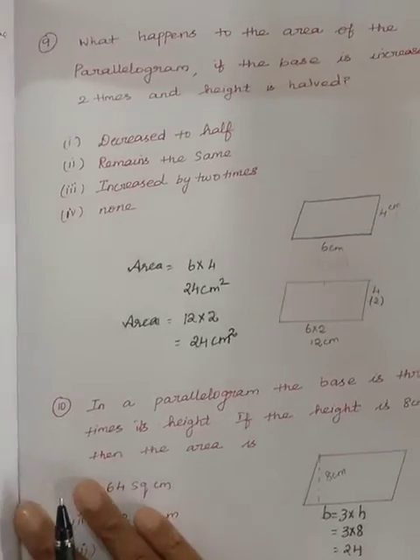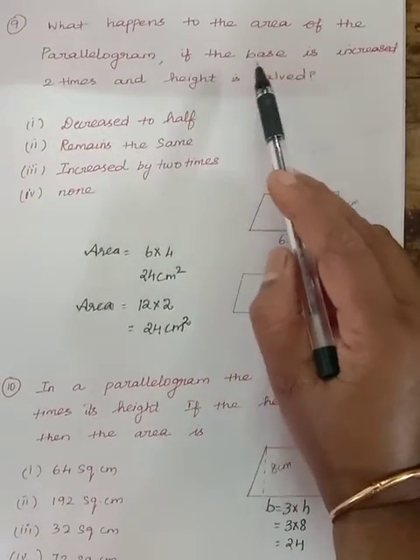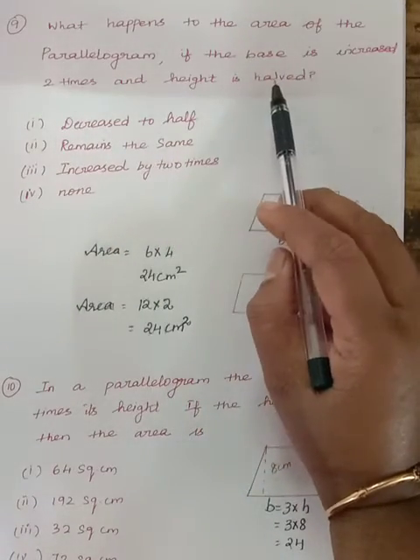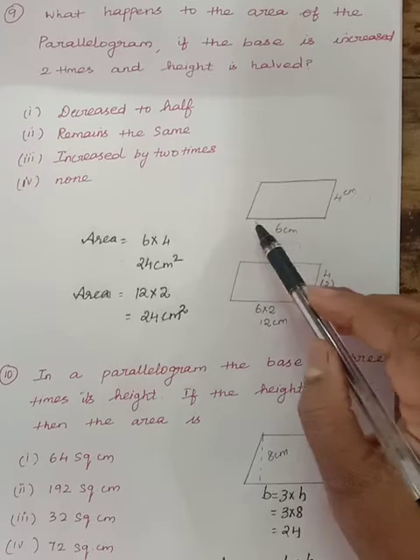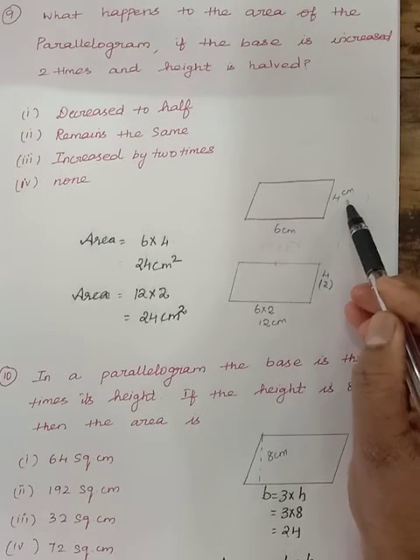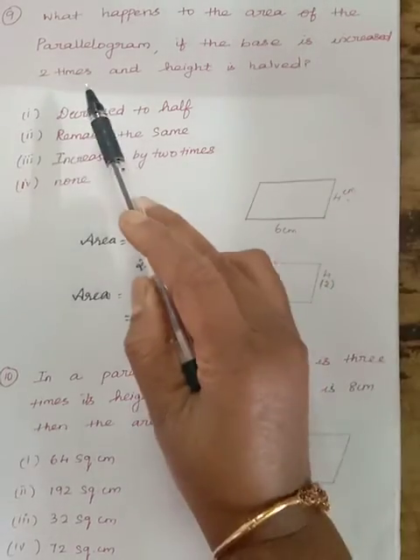Next is your ninth sum. What happens to the area of a parallelogram if the base is increased 2 times and the height is half? So let us draw one parallelogram. The adjacent sides are 6 centimeter, 4 centimeter. According to the question, it is given base is increased 2 times.